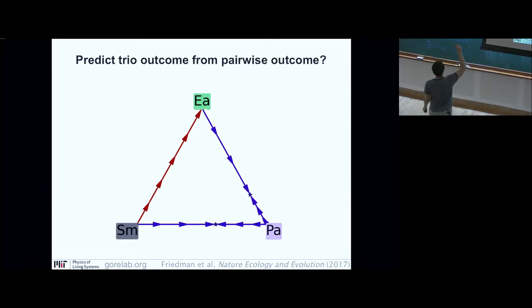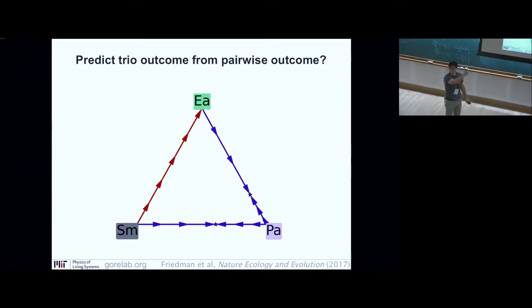But don't point at the screen. Point somewhere here. This would be EA winning. This would be PA winning. That would be SM winning. Or you can do coexistence by pointing somewhere in between. All right, so somewhere over here, maybe. Yeah, I think that's fair. We'll talk about where that intuition may have come from.